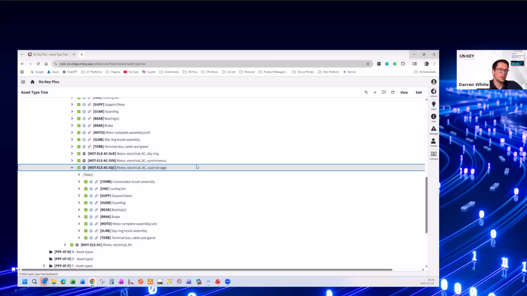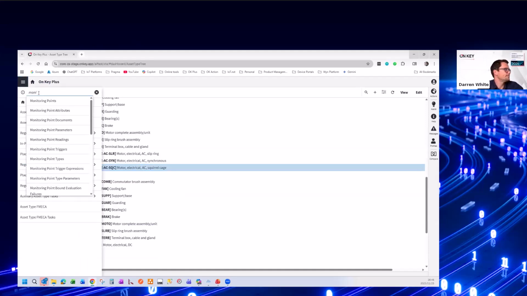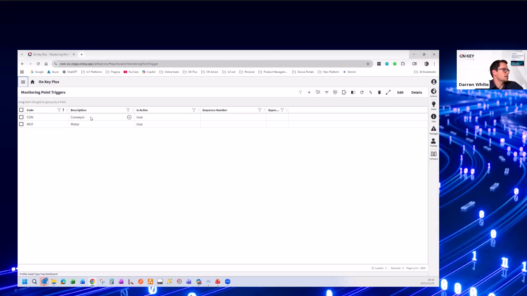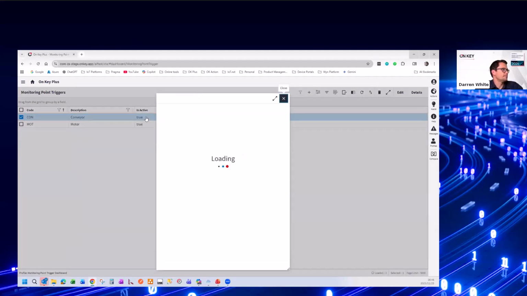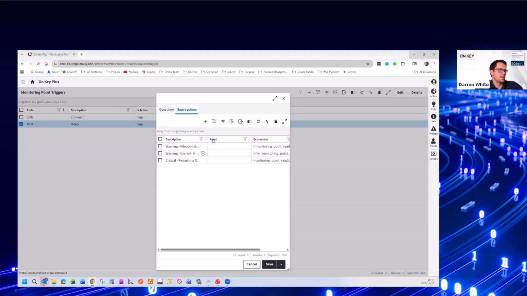Okay, and then next, what I want to show you now is the threshold logic that is set up to trigger those alarms. And in our world, we call it monitoring point triggers. So here's the one for the conveyor, and here's the one for the motors. So let's rather open up the motors one. And you can create as many expressions as you want to trigger logic for alarms. And you can create quite complex expressions to trigger alarms.